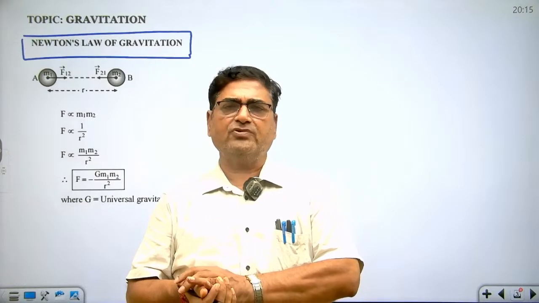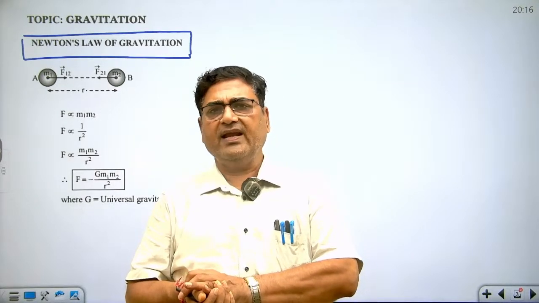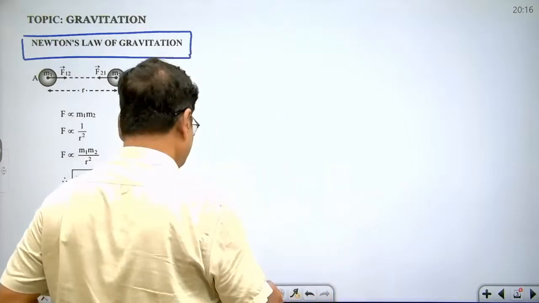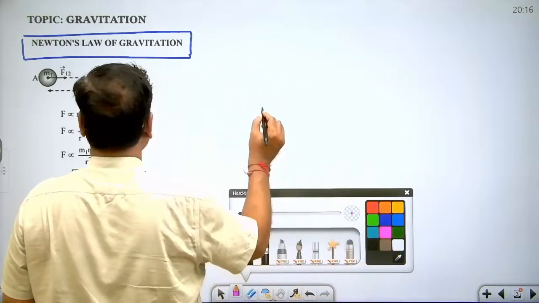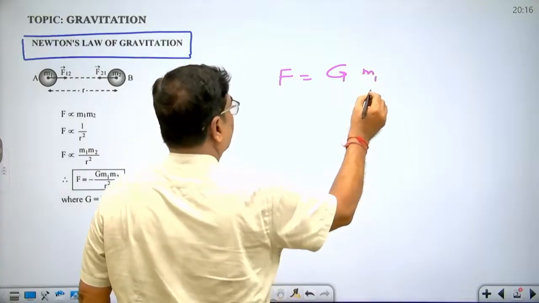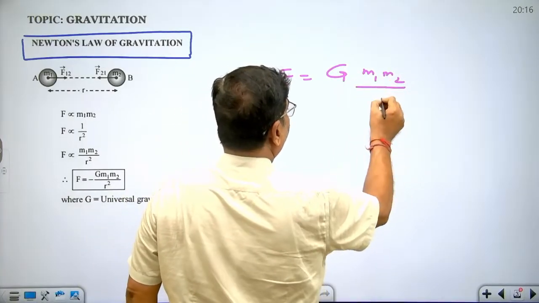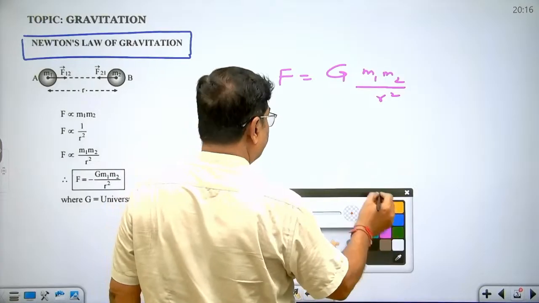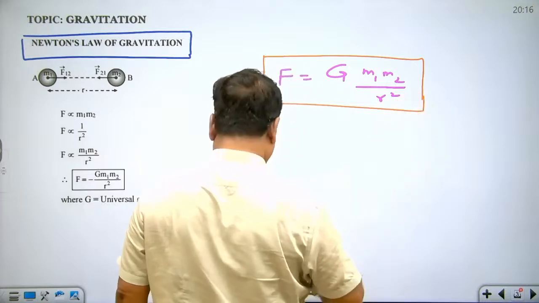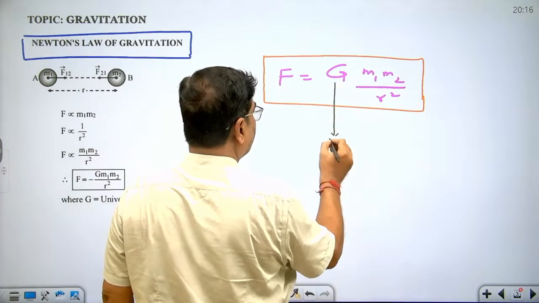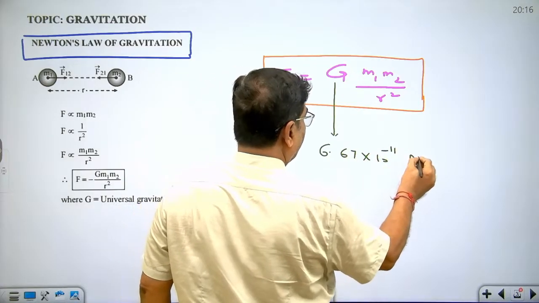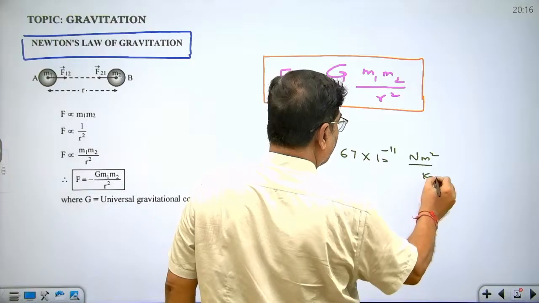So we can write F proportional to m1 m2 upon r square. By writing the proportionality constant, we write F equal to G m1 m2 upon r square. This is the formula which we will be using to calculate gravitational force between 2 point masses. In the formula, capital G is a universal constant whose value is 6.67 into 10 power minus 11 Newton meter square upon kilogram square.